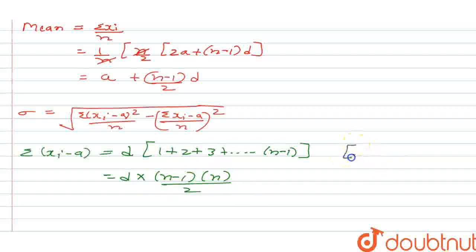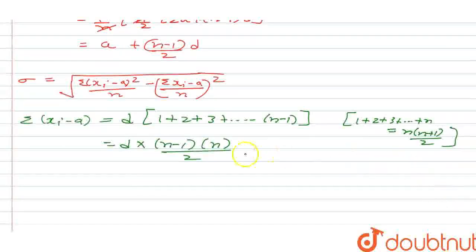If the sum of terms is 1 plus 2 plus 3 plus dot dot till n terms, we actually used to write n into n plus 1 by 2. So that only we used here. Instead of n, we write n minus 1. So this is sigma xi minus a. Similarly, we will find sigma xi minus a whole square.